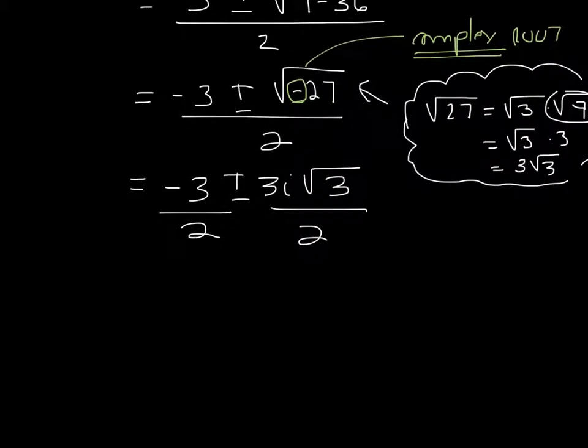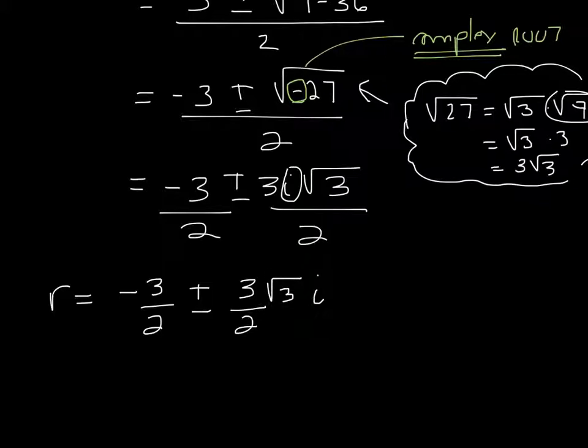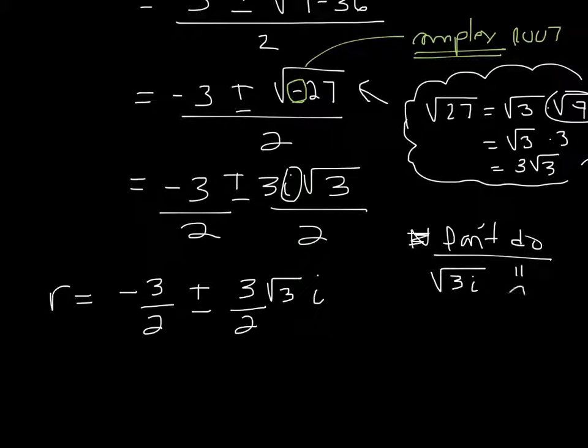So what do I get? I get r is equal to negative 3 halves, plus or minus 3 halves root 3 i, and I wrote the i here. It actually doesn't matter where I write the i. I can write it in front of the radical, or I can write it after the radical. Just make sure not to write the i under the radical, that is wrong. It has to be the square root of 3 and then times i, so don't do this part.